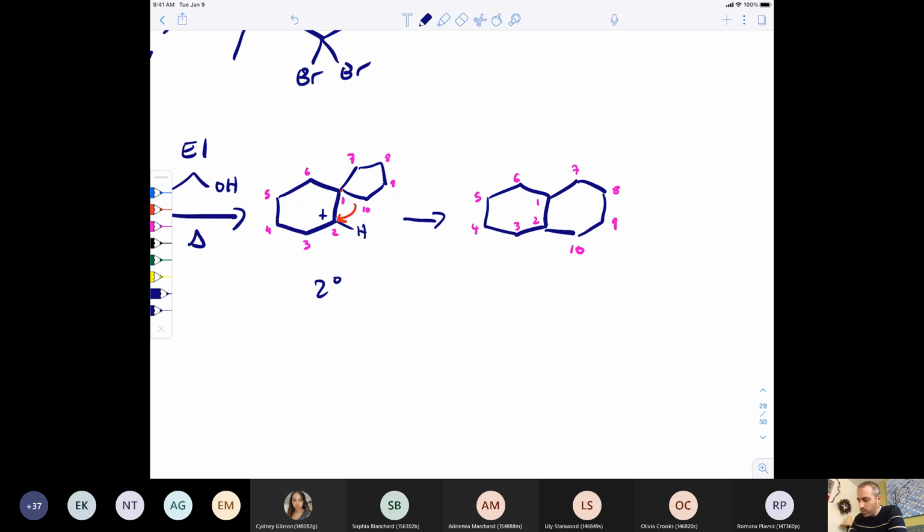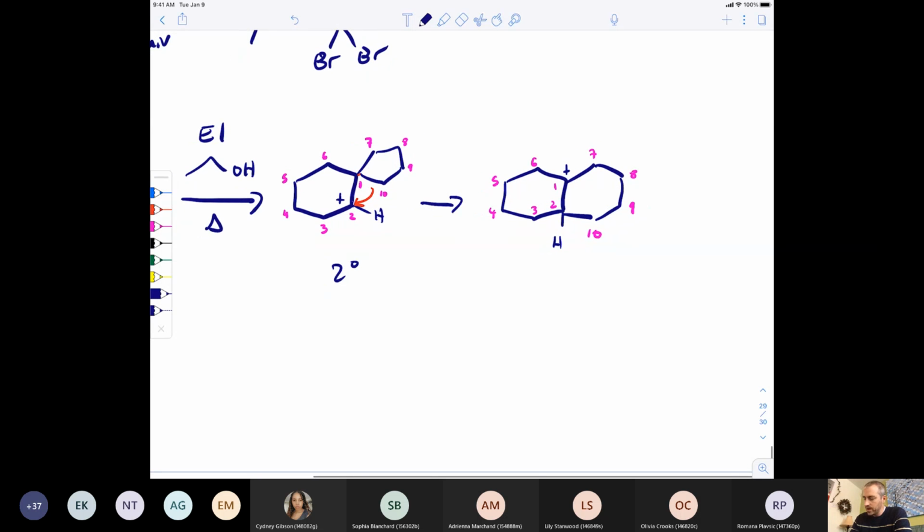When we break the 1,10 bond, that means that carbon 1 is going to get a positive charge. Carbon 2 also still has the hydrogen that we had drawn in the previous step. Okay, now we have a tertiary carbocation, which is more stable. So there's a rearrangement there. Not only that, you get a bit of stability in this case by making another 6-carbon ring. 6 carbon rings have the least strain, so that's a good thing too.